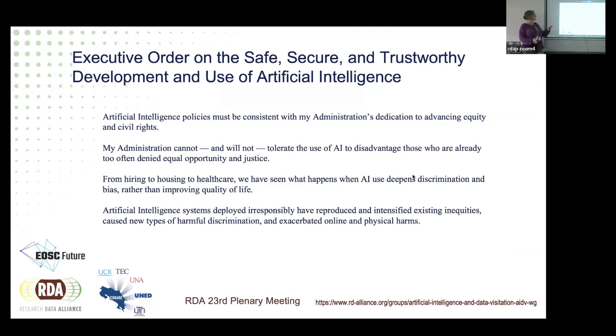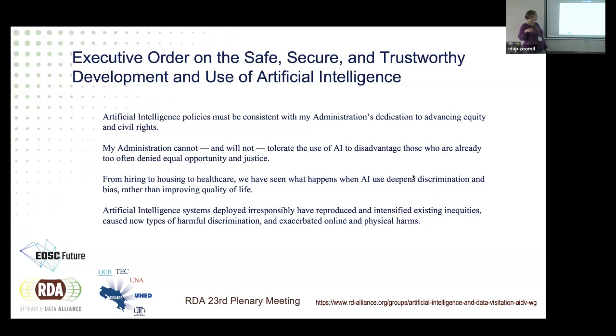And finally, and recently, we have an executive order on the safe, secure, and trustworthy development and use of artificial intelligence from President Biden's administration, where they emphasize that artificial intelligence policies must be consistent with the administration's dedication to advancing equity and civil rights, and that the administration cannot and will not tolerate the use of AI to disadvantage those who are already too often denied equal opportunity and justice.